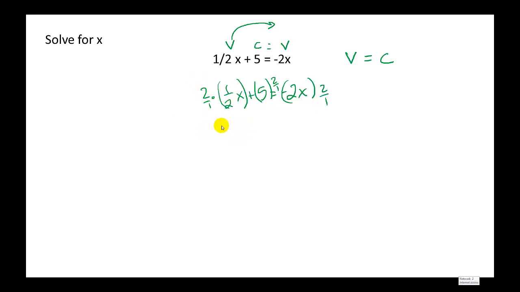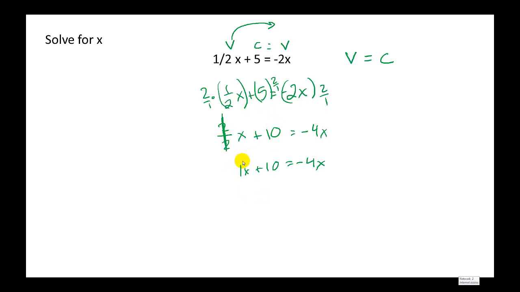So this gives us 2 times 1 is 2, 1 times 2 is 2, plus 5 times 2 is 10, equals a negative 2x times 2 is a negative 4x. But 2 divided by 2 is 1. That just becomes a 1. So it really means 1x plus 10 is equal to a negative 4x. I've cleared the fraction. I made the fraction go away.